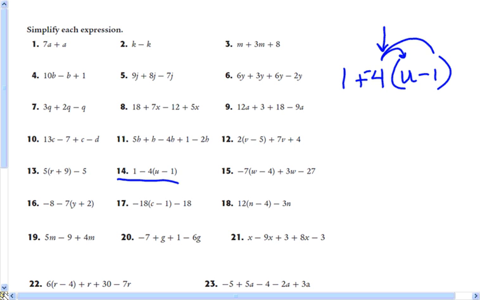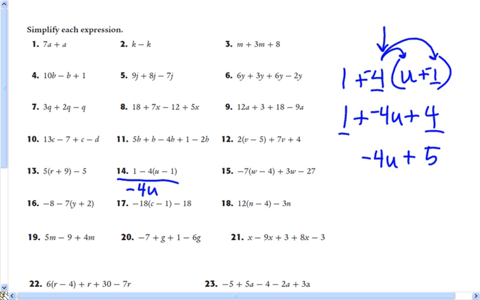So we have to multiply it by both things in there. So I'm just bringing down the 1, but now I'm going to multiply -4 times u, which is -4u. And this is really a -1 here, adding a -1, and a negative times a negative is a +4. And then I can combine these like terms, and I get -4u plus 5. So -4u plus 5 is what that expression simplifies to.